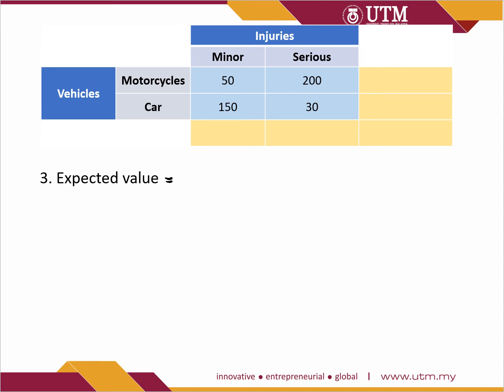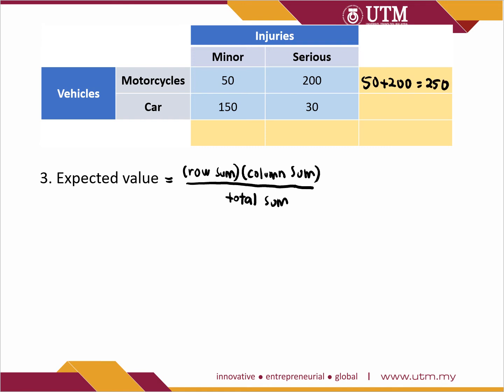The next step is to find the expected value. The formula for the expected value is the row sum multiplied by the column sum, divided by the total sum. So let's find the value for each row. The first row sum is 50 plus 200, which is equal to 250. Next, the second row sum is 150 plus 30, which is equal to 180.